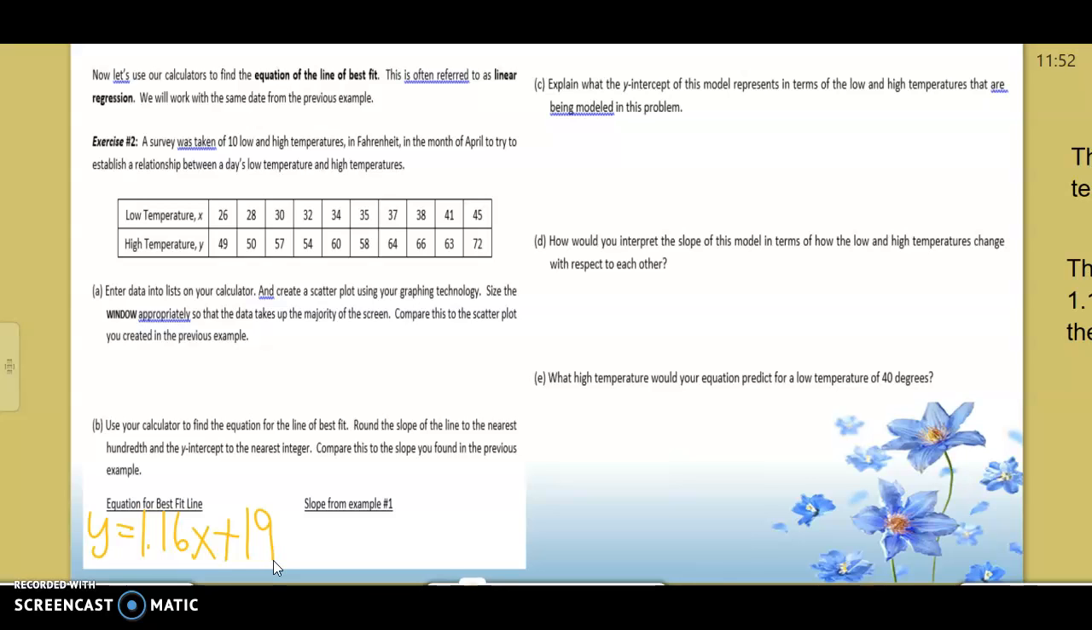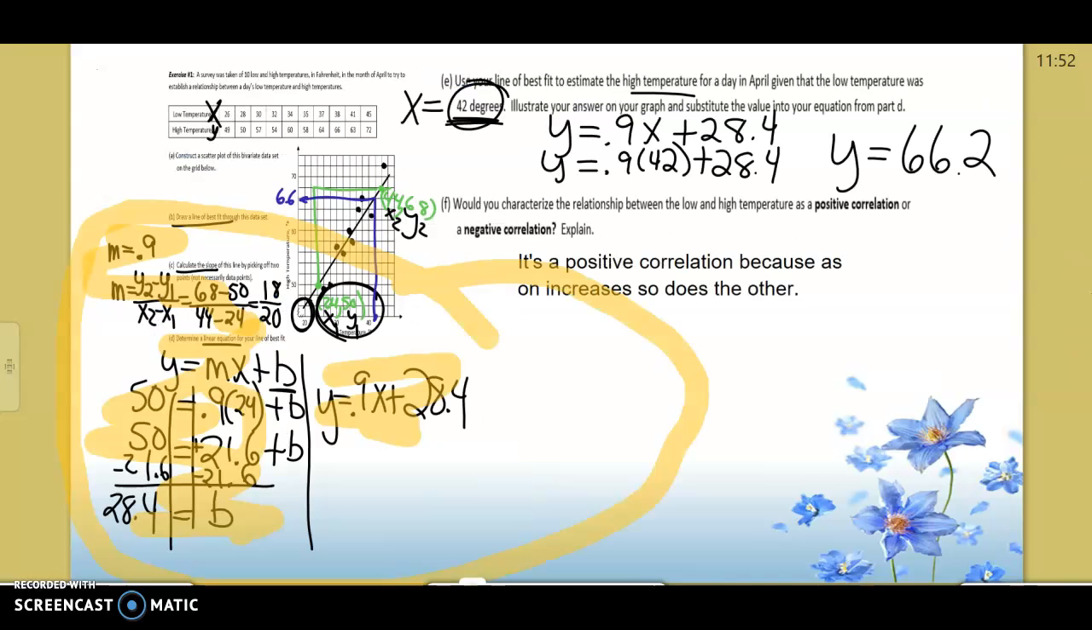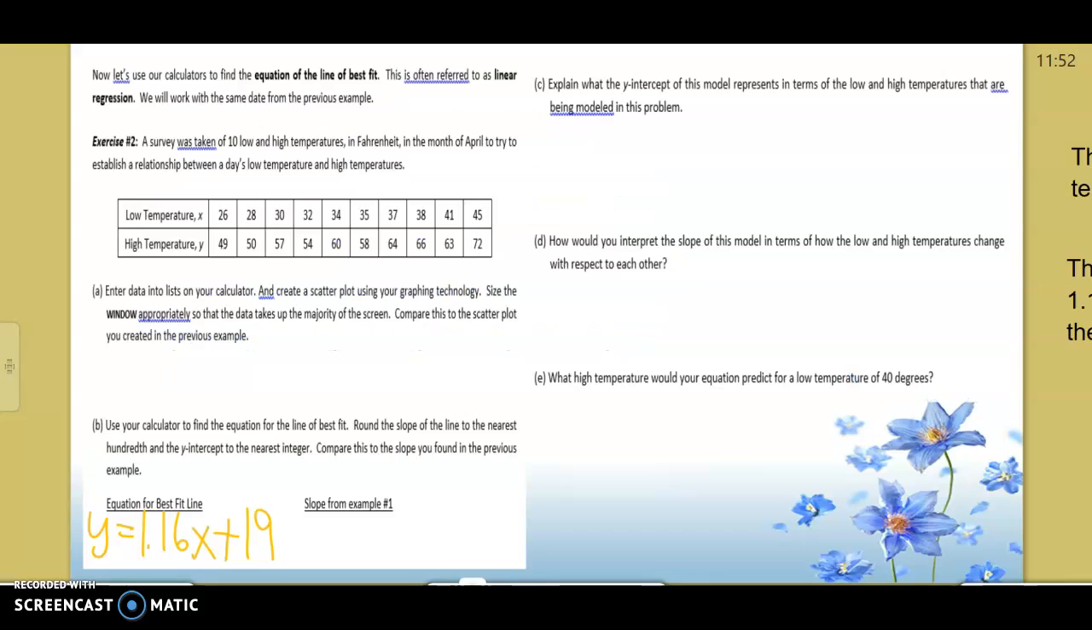What did we come up with? Our equation wasn't that, right? Our equation was this one right here, which is a little different. So we came up with y equals 0.9x plus 28.4.